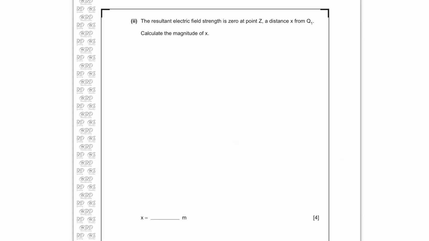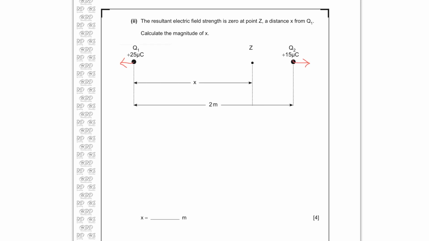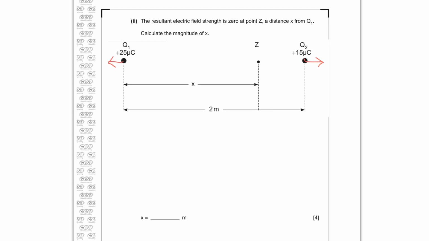Part 2, the resultant electric field strength is 0 at a point Z, a distance x from Q1. Calculate the magnitude of x. So I've just brought this diagram back in. So point Z here is a neutral point, which means that the field due to the 15 pointing one way and the field due to the 25 pointing the other way are equal and opposite, so that they cancel.